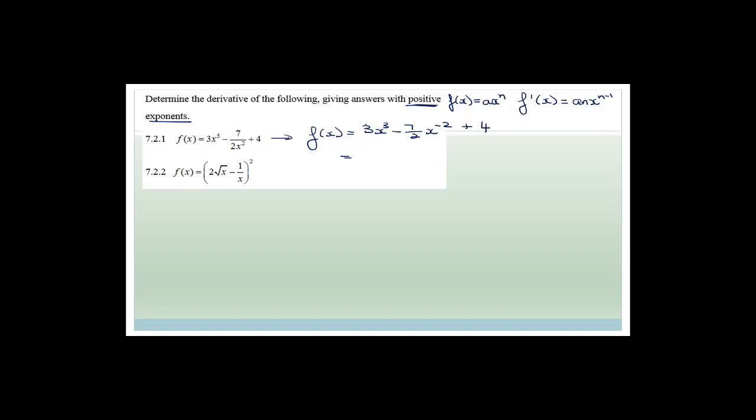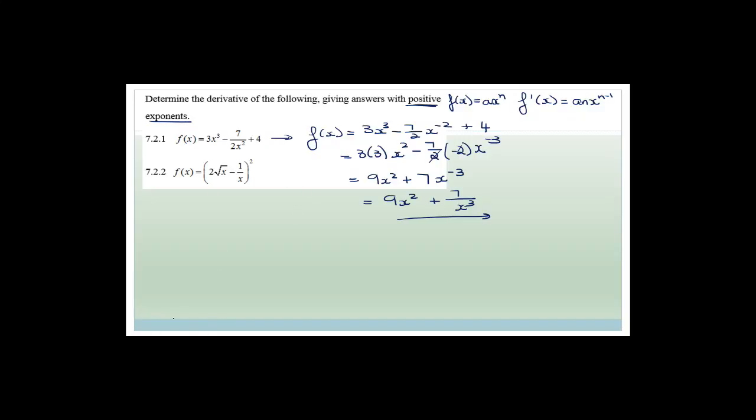You bring the n to the front and you subtract 1 from the exponent. So that becomes 3 multiplied by 3x squared, minus 7 over 2. We bring that to the front, it becomes minus 2 x to the minus 3, and this one goes away. So 3 times 3 is 9x squared, the minus cancels the minus, becomes a plus, 2 cancels the 2 and it just becomes 7 x to the negative 3. But they want it in positive exponents, so it becomes 9x squared plus 7 over x cubed, and that is your final answer.